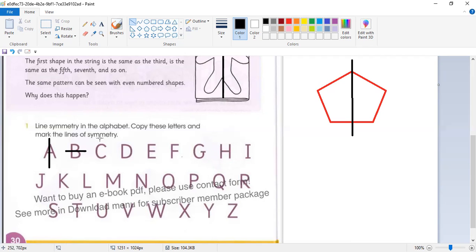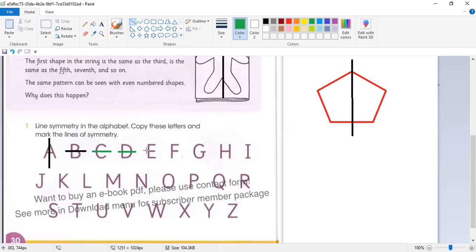Look at C. If you draw a line of symmetry like this, it will be wrong. So you will draw a line horizontally. What is the meaning of horizontally? From your left hand side to your right hand side. This is symmetry. Is D symmetry? D is symmetry. Yes, it is symmetry.